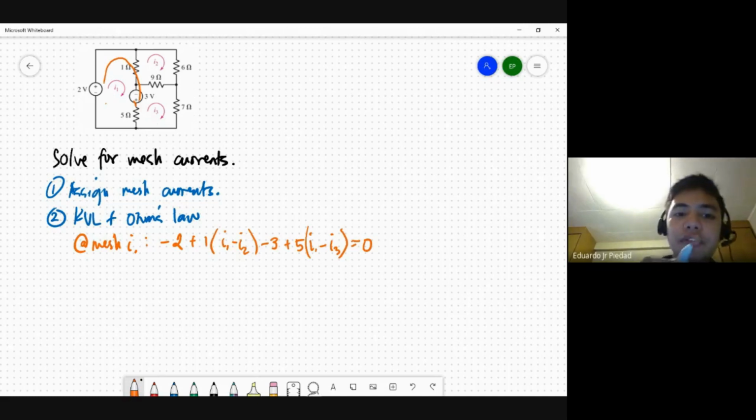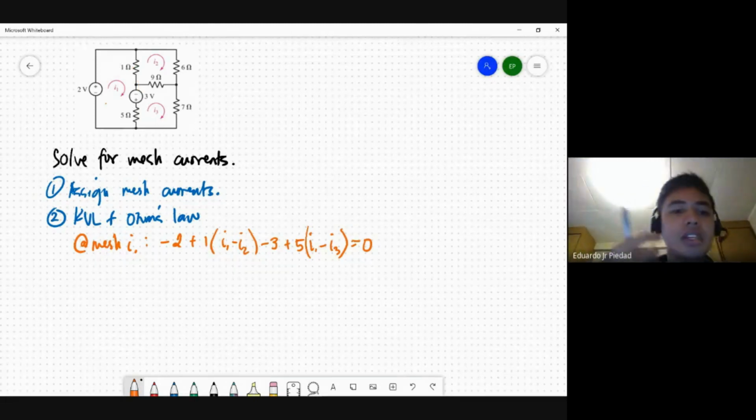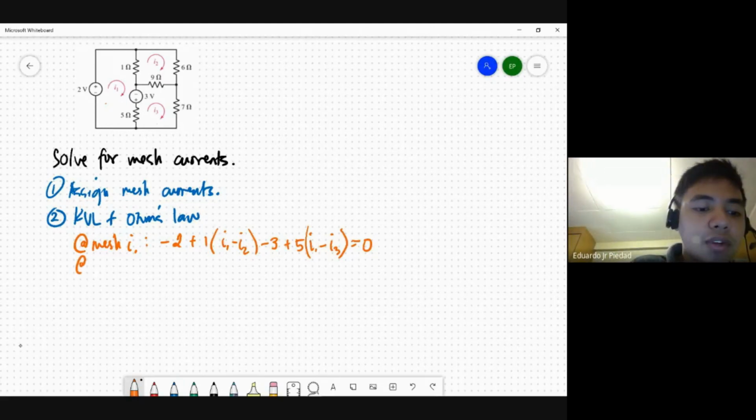Now remember, for voltage sources, you don't need to multiply by current. This follows KVL, the summation of voltages is equal to 0, and a resistor times a current becomes a voltage. I hope it is clear. That's a common mistake, so remember the polarities: whenever the current enters a positive it becomes positive, and when it enters the negative it becomes negative. So that's the first mesh, and then we have mesh number 2.